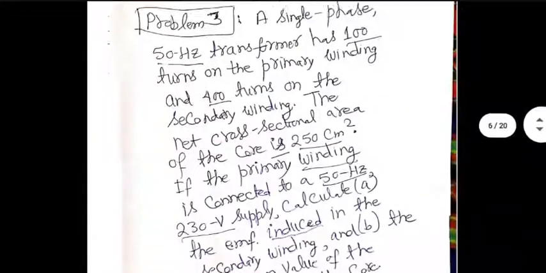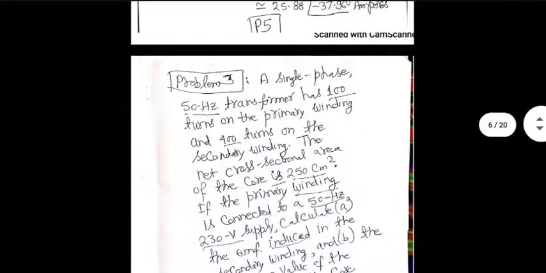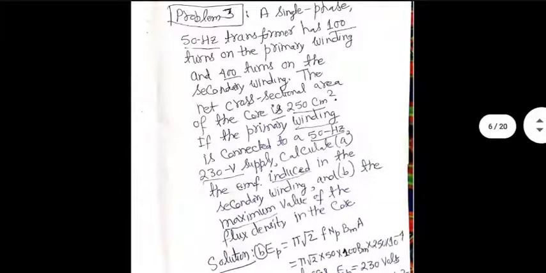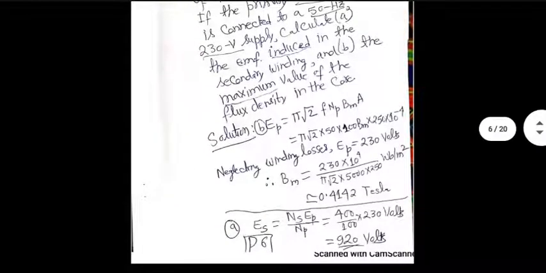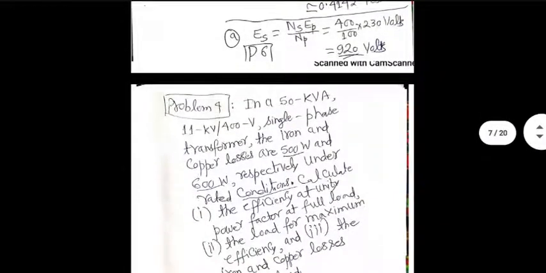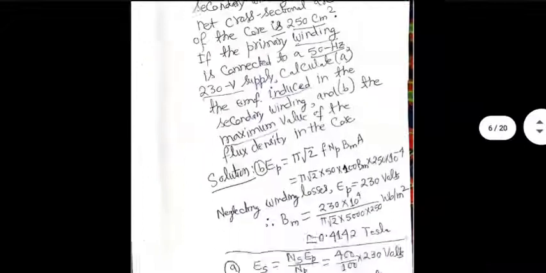Okay, next one, let's see. Hopefully it's not that complicated. A single phase 50 hertz transformer has 100 turns on the primary. Yeah, this should be simple, I think. This is straightforward, so let me not even bother about it. You should be able to do it very easily.